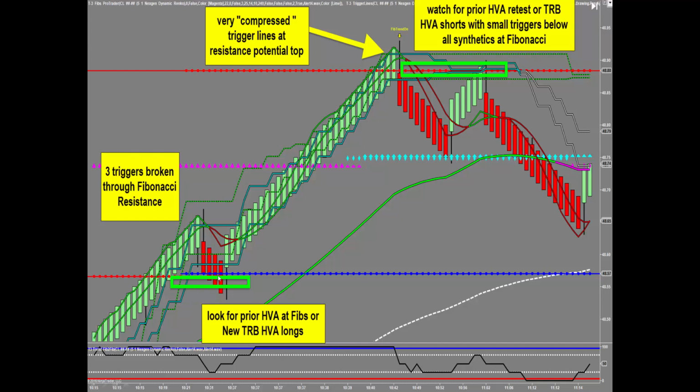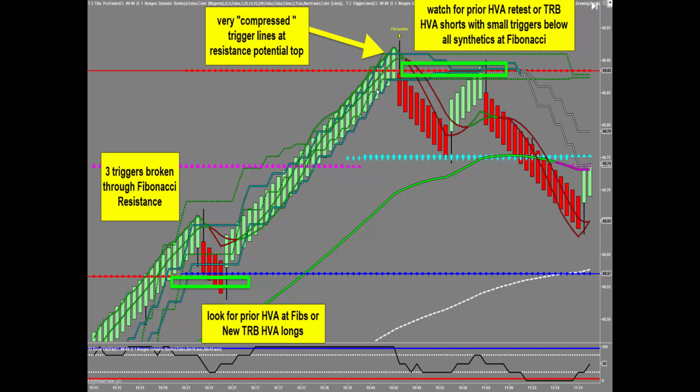Again, this is another example, and now we're starting to be a little bit redundant here, but it never hurts to see a bunch of examples. All three of your trigger lines broke through Fibonacci resistance. Look for your prior high volume area to help you fine tune where you're supposed to get in on that breakout.